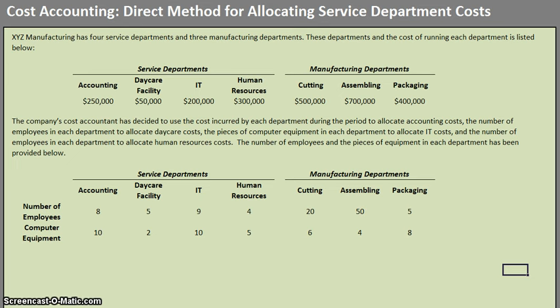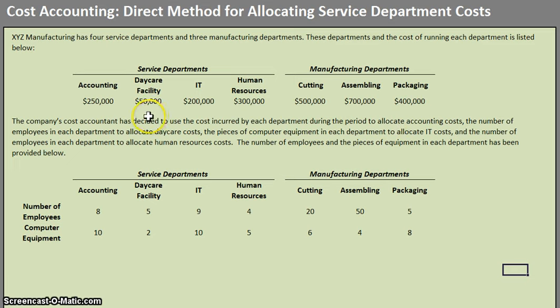for a company. So in this example here, we have a company with 4 support departments, accounting, daycare facility, IT, and human resources, and these are the costs that are incurred in each of these support departments, and 3 manufacturing departments, which these are their costs. So our goal is to take these 4 costs for these 4 service departments and divide them up with the cutting, assembly, and packaging department. That way we're taking our support department costs and putting them onto an actual manufacturing department cost, which is going to produce our units and which we're ultimately going to sell.